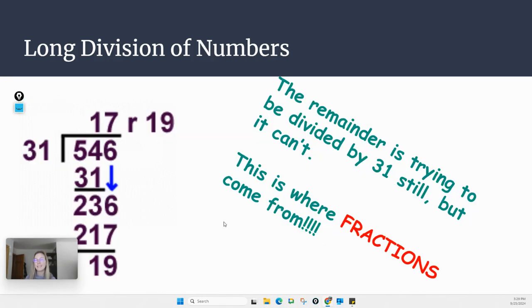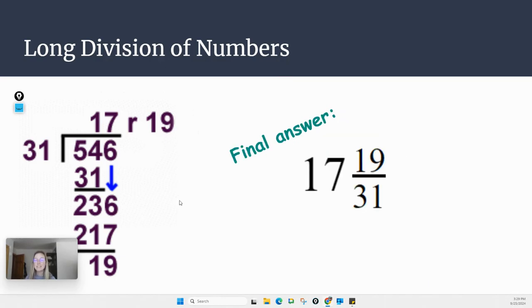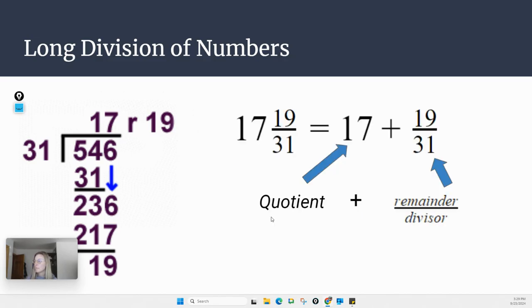But what happens if there is a remainder? So for example, 546 is being divided by 31. 31 doesn't go into that number evenly, so we have a remainder of 19. That is where fractions come from. So here I am saying that remainder of 19, it's still trying to be divided by my number of 31. So since it's trying to be divided, I'm going to write that as a division problem, which we all know to be division, or represented as a fraction.